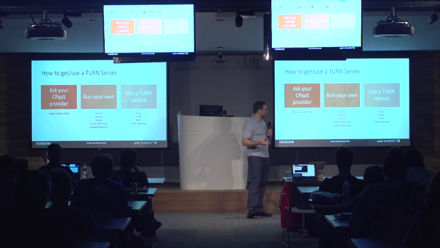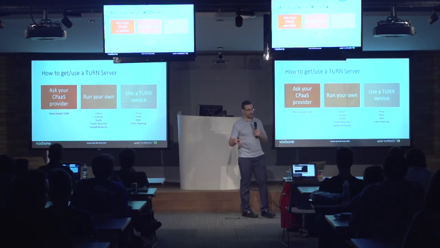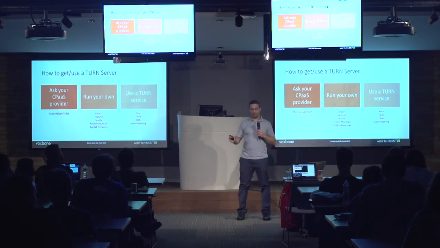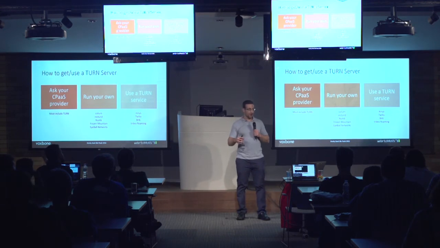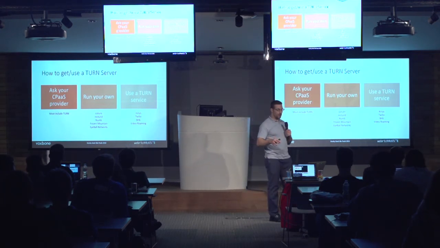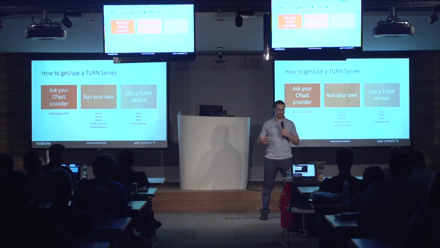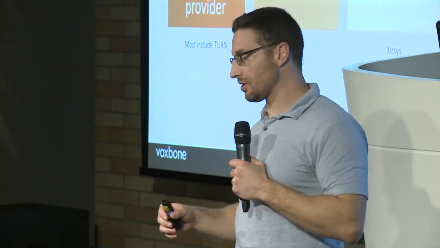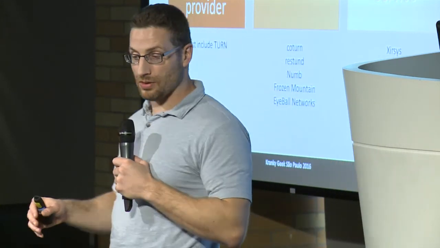And so just to conclude on the TURN server section here, what are some of the ways to get a TURN server? Well, most of the CPaaS providers include some sort of TURN option. Again, this is something that everyone should have in production. If you want to run your own, there are several options out there. My personal favorite is the coturn server, which is widely used, but there are others as well.